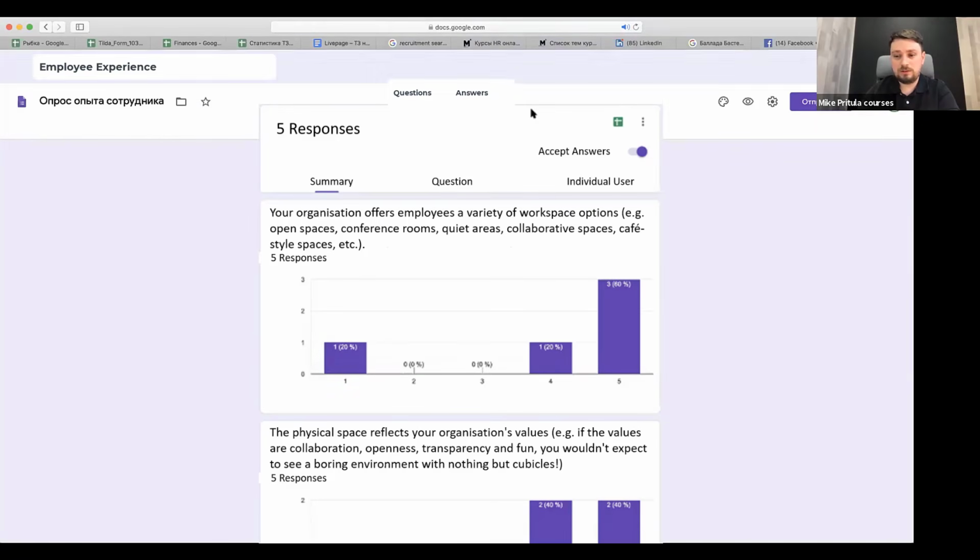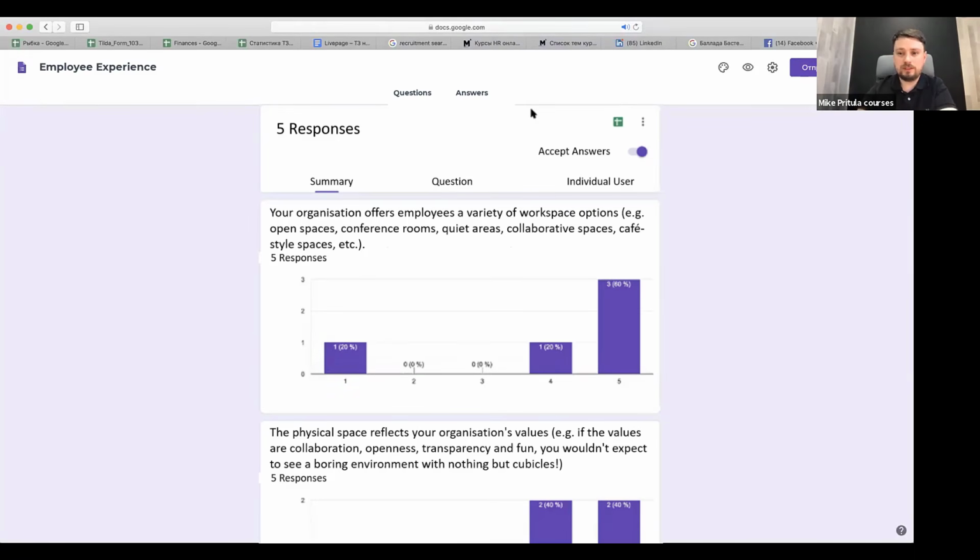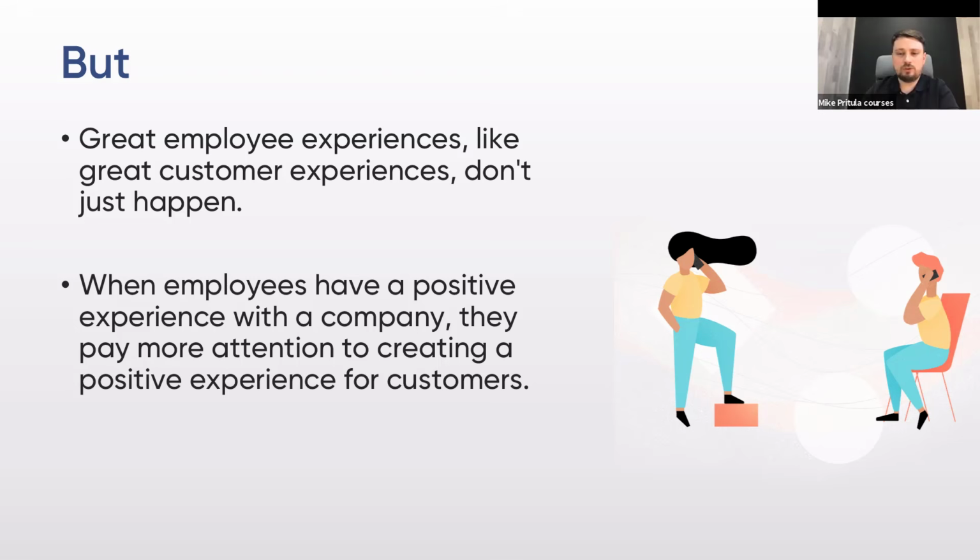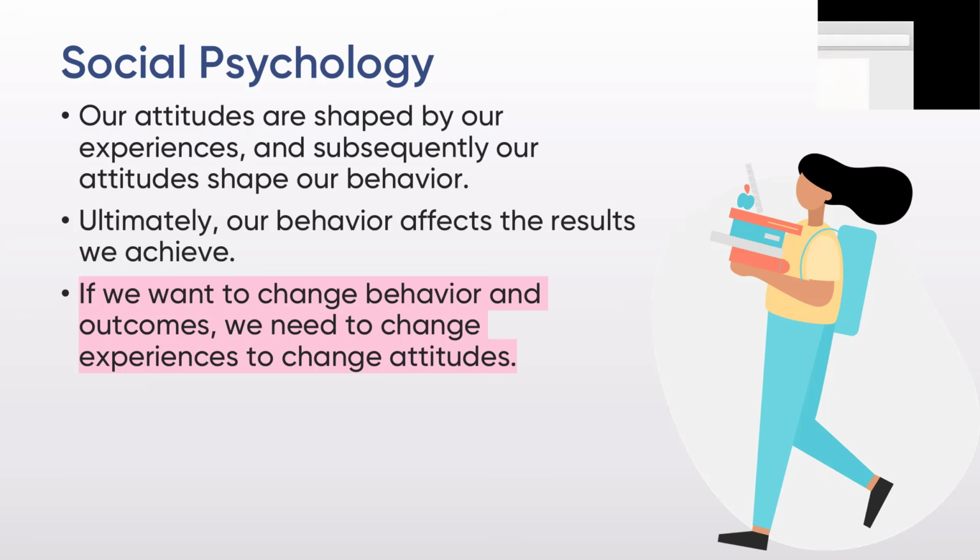This is the kind of tool that's already available to you, you can use for your organization to measure the current employee experience and then set goals for improvement. What's important to realize is that the employee experience, like the customer experience, doesn't just happen. It has to be managed, it has to be built.